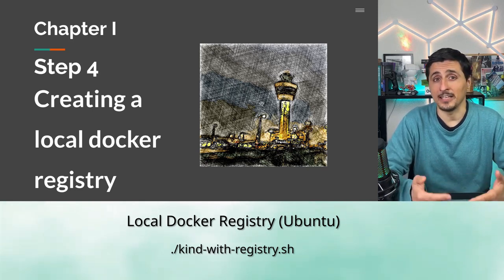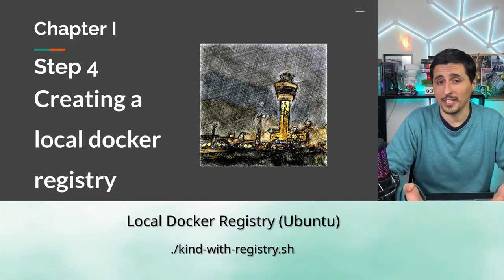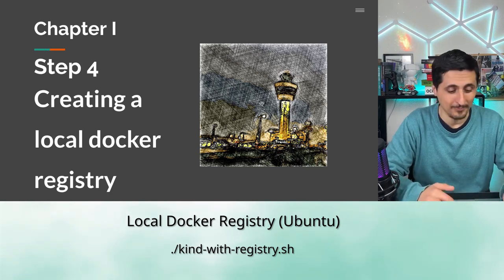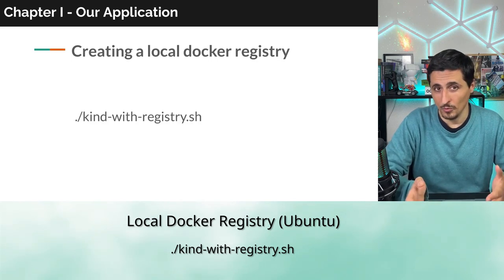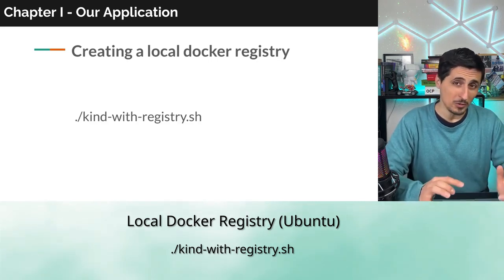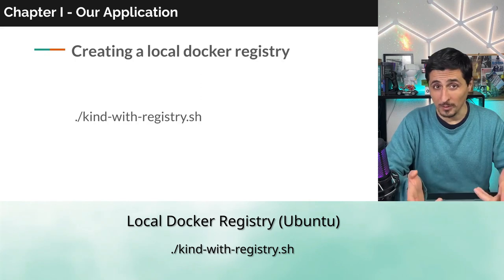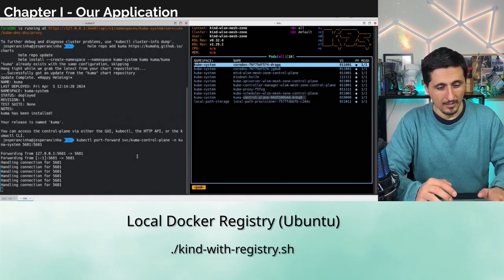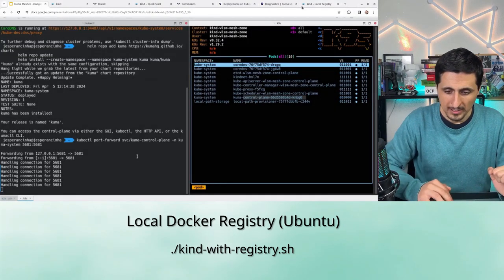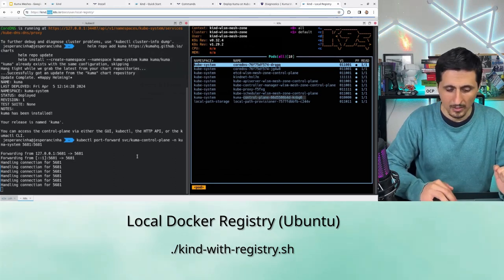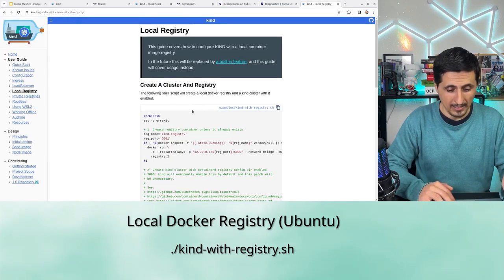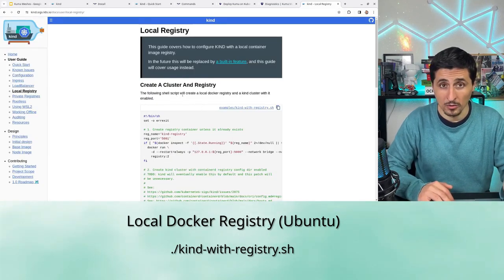But I found out on the Kind website that there is actually a very easy way to do that, and that is using their own script, which is kind with registry. But before I run this script, let's first have a look at what they say on their website. In this URL, we can find this script, and it says that the following script will create a local registry and a Kind cluster with it enabled.